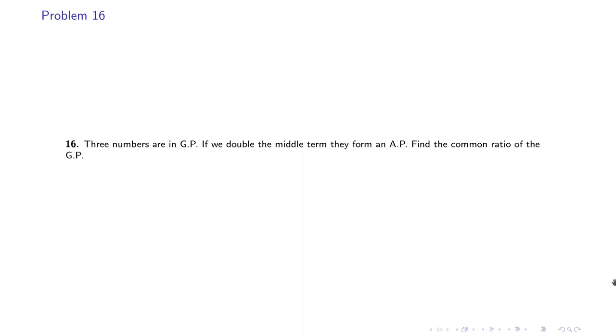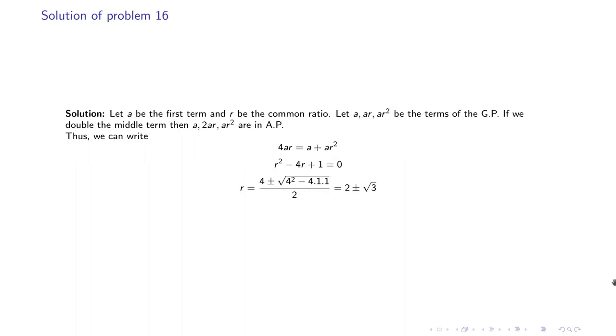Problem number 16 says that 3 numbers are in GP. If we double the middle term, they form an AP. Find the common ratio of the GP. We again let A to be the first term and R to be the common ratio. So the 3 terms in GP are A, AR, and AR square. Now, if you double the middle term, it becomes A, 2AR, AR square, and those are in AP.